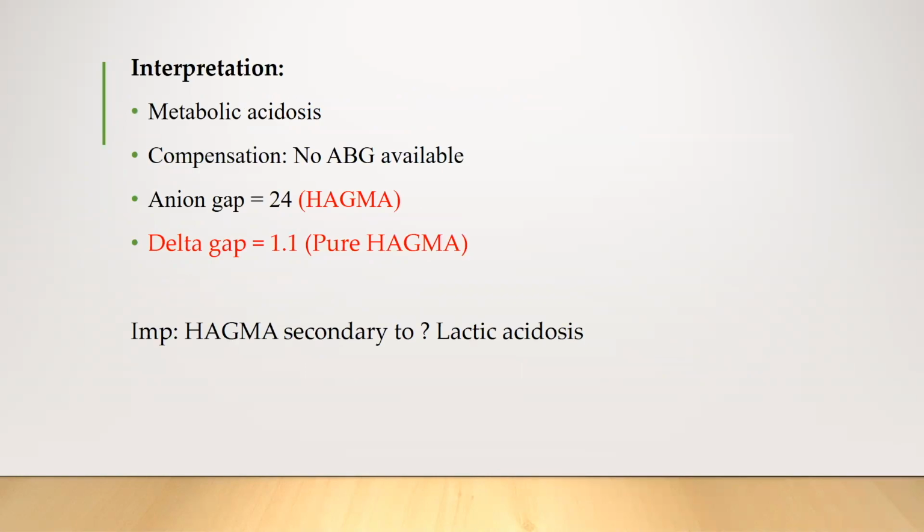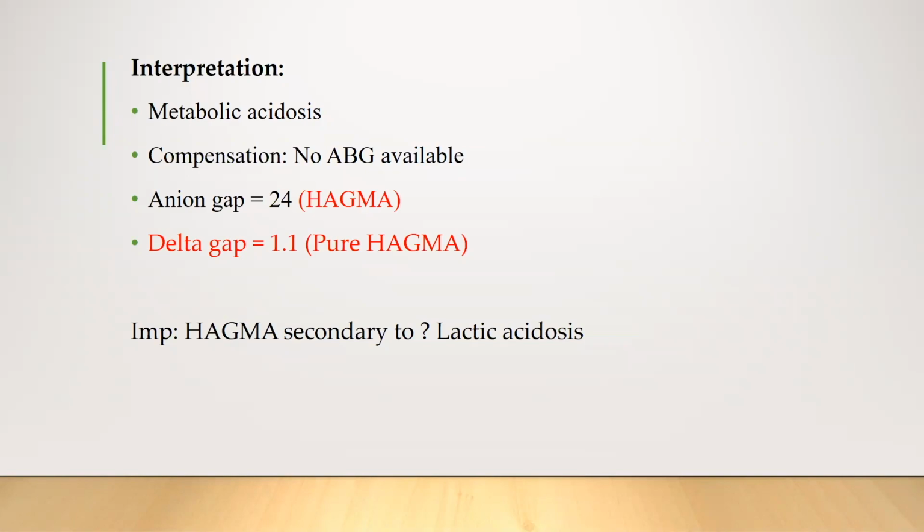So it's a metabolic acidosis, and we want to calculate the compensation whether it's acute or chronic, but there's no ABG available. It's better to have an ABG rather than a VBG for this patient because with the VBG reading, the PCO2 will be higher. Subsequently, you can calculate the anion gap, which is 24, raised more than 10. So it's a high anion gap metabolic acidosis. And the delta gap is 1.1, so it's a pure anion gap metabolic acidosis. It's between 1 to 2.